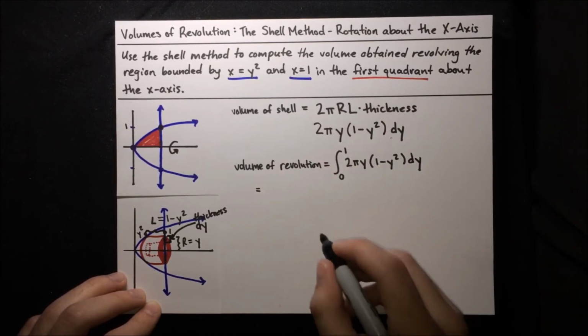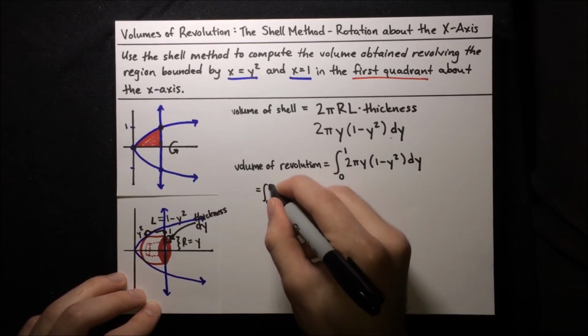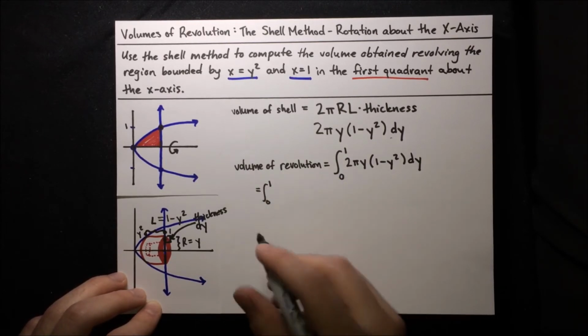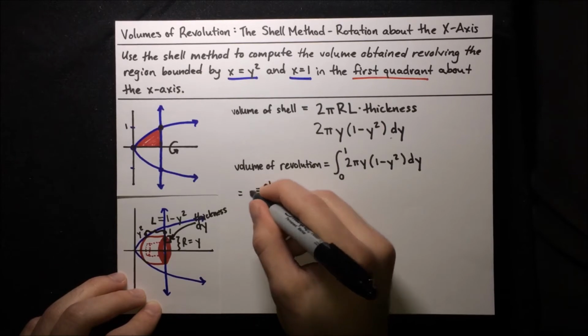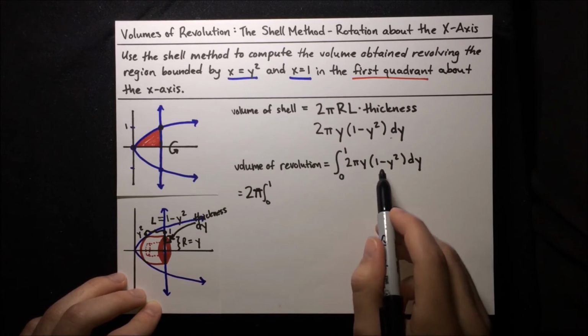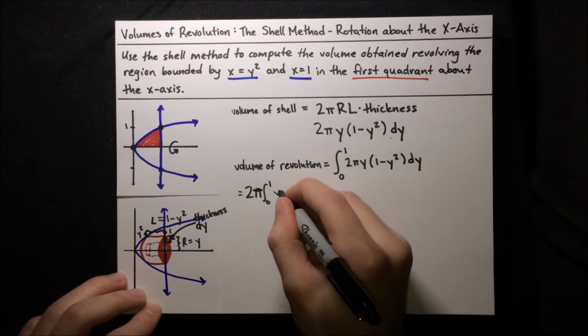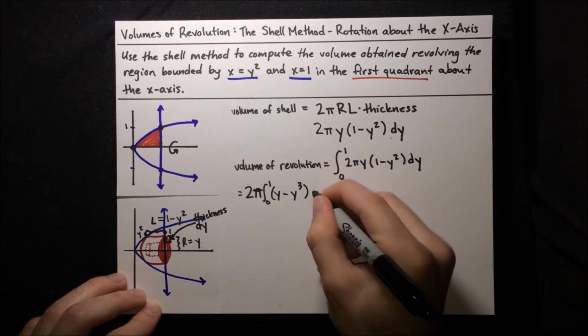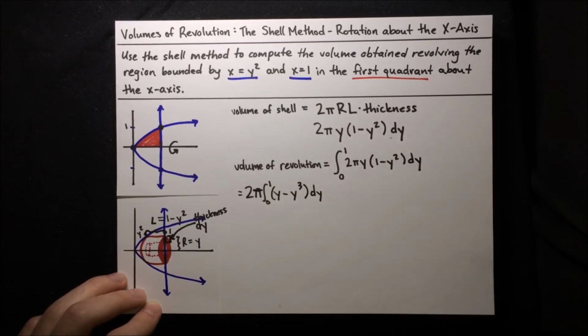So that's equal to integral from 0 to 1. Why don't we actually pull out the 2 pi to make this a little bit simpler? So that's equal to 2 pi times this integral from 0 to 1 of y times 1 minus y squared. Well, that's just y minus y cubed dy. And what is that equal to?